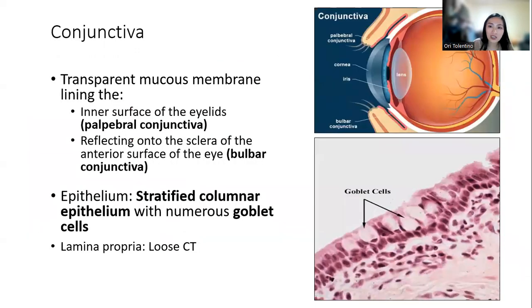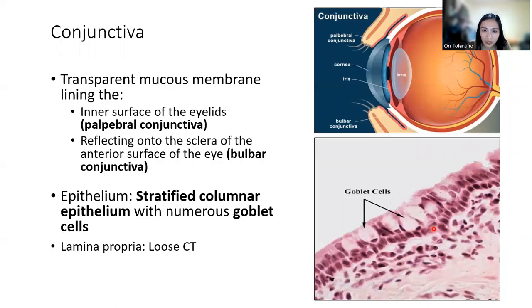While on the eyelid, let's also talk about the conjunctiva. It's a transparent mucous membrane which lines two surfaces. The inner surface of your eyelid, or the conjunctival side, is called the palpebral conjunctiva, and where it meets the eyeball, the conjunctiva folds. You can see it folds here and reflects or covers the sclera, or the white portion of the eye, on the anterior part.